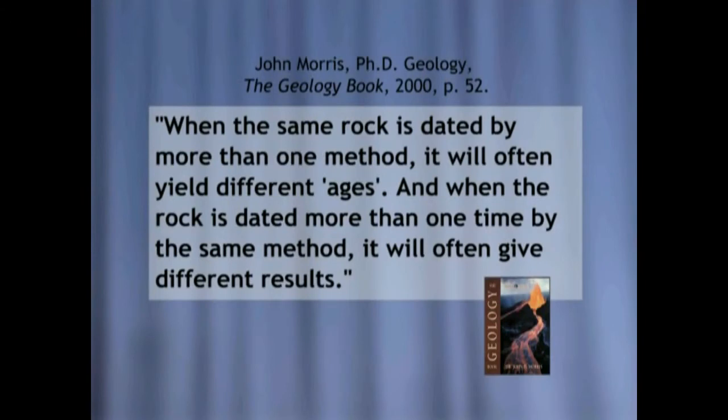John Morse, PhD in geology, in his book, The Geology Book, writes this about the reliability and consistency of radioisotope dating. And he says, when the same rock is dated by more than one method, it often yields different ages. And when the rock is dated more than one time by the same method, it will often yield different results. That alone should tell us it doesn't work properly.